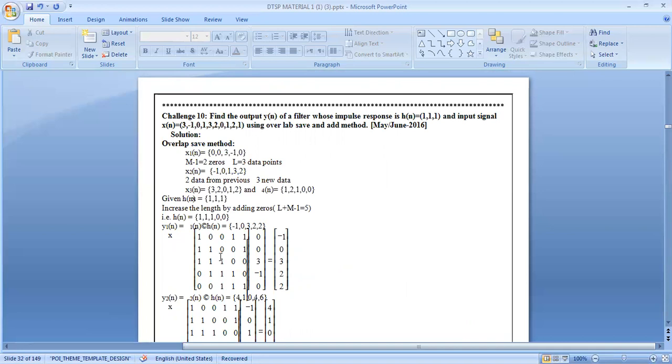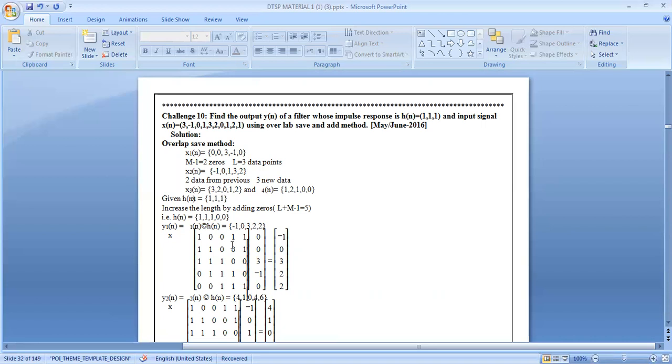In the overlap save method, x1 of n is as given. We have to divide the sequence, and we have to add m minus 1 zeros to the first block. So what is the first sequence? It is 0 0 3 minus 1 0, that will be x1 of n.